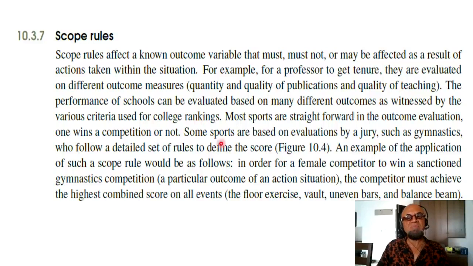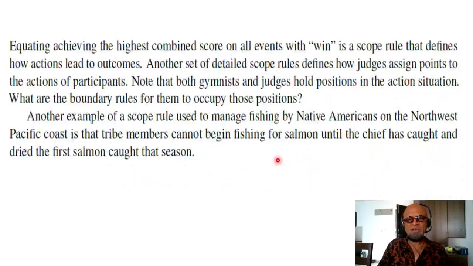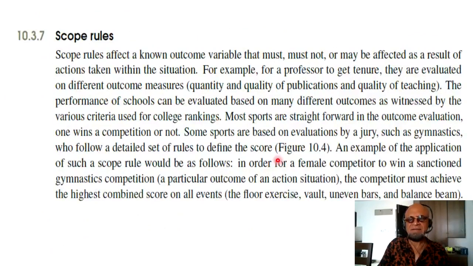But there can be many players who decide together the outcome. So each position player has rules and information and must play towards the outcome. Some sports are based on evaluations by a jury, such as gymnastics, who follow a detailed set of rules to define the score. So that's figure 10.4, which I hope comes a bit later. I'll come back to that.